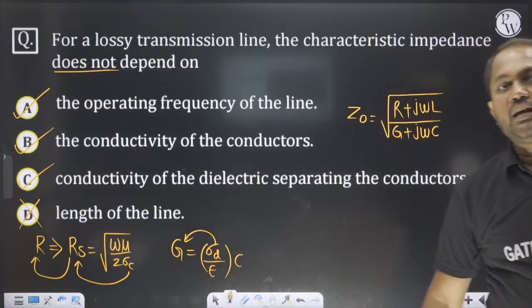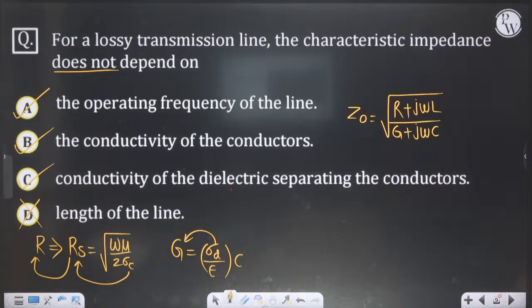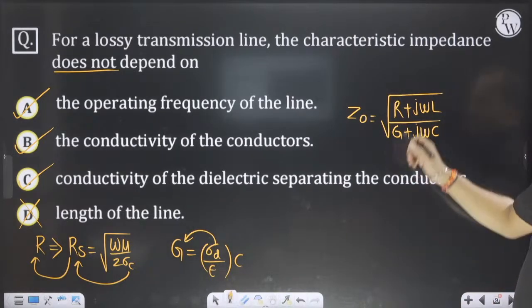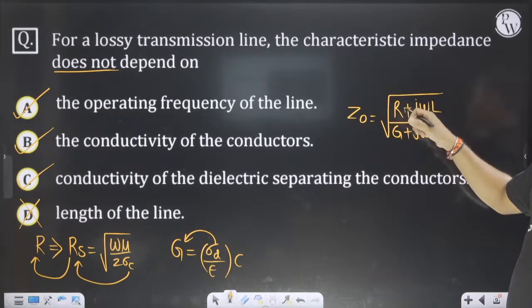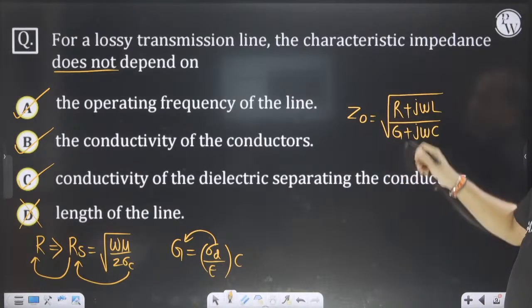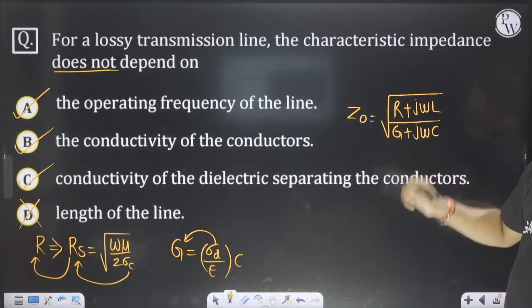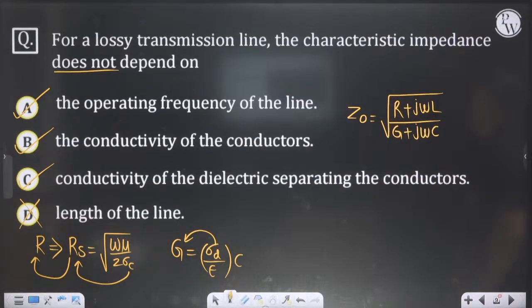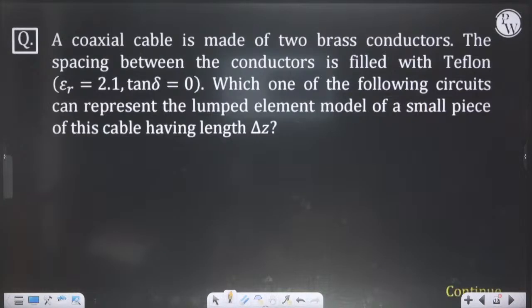So we can say that Z0 is independent of the length of the transmission line. Frequency, it depends. Conductivity of conductor, that means R, it depends. Conductivity of dielectric, that means G, it depends. So our answer will be D. D part.